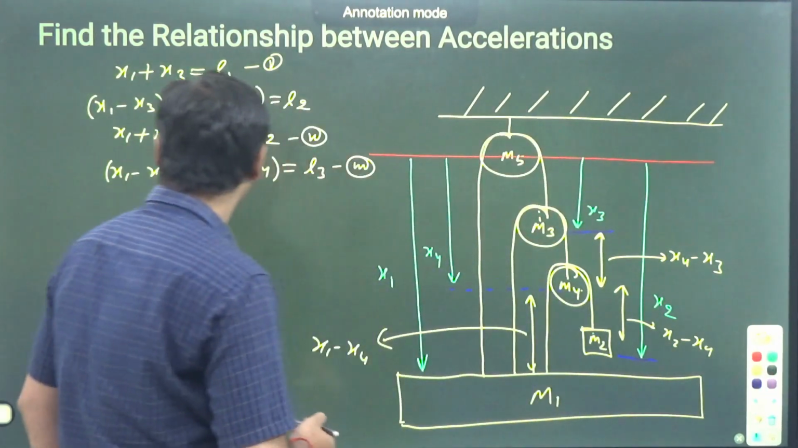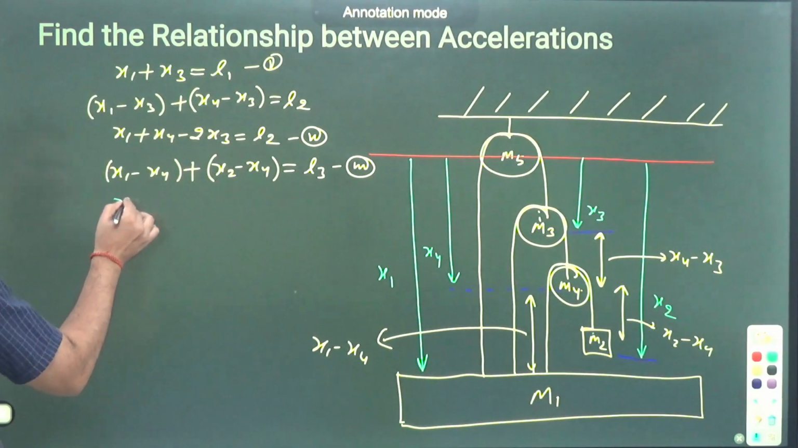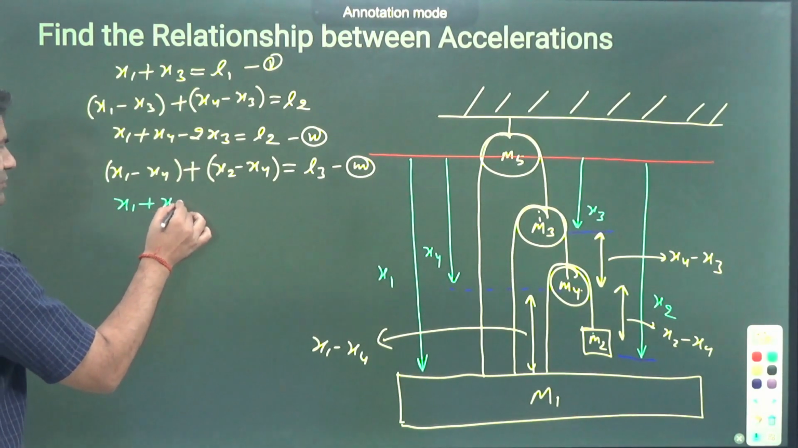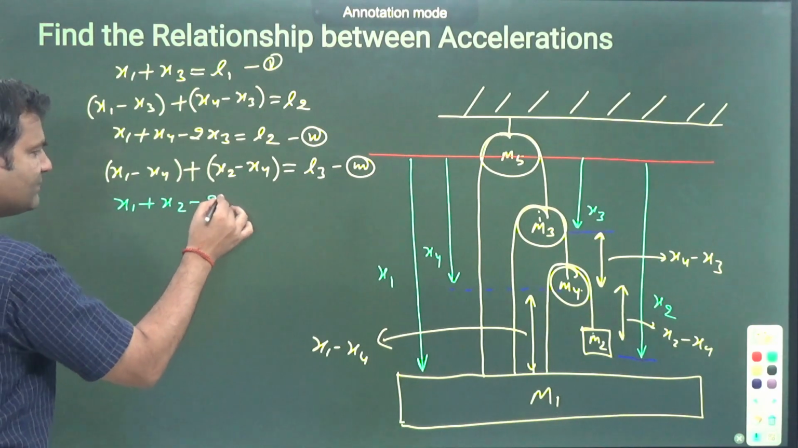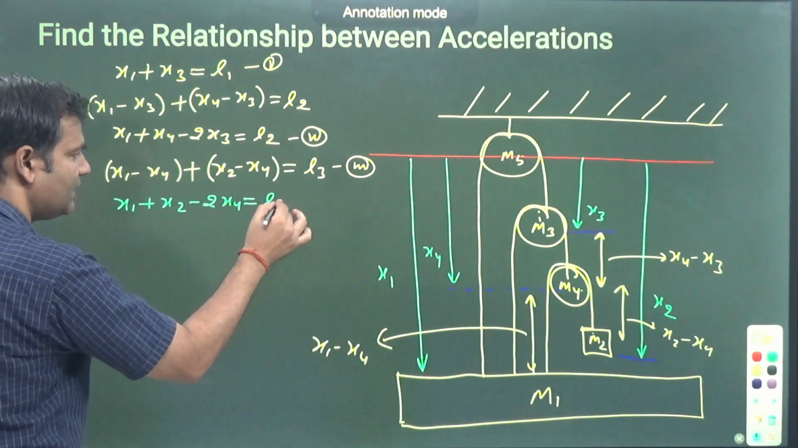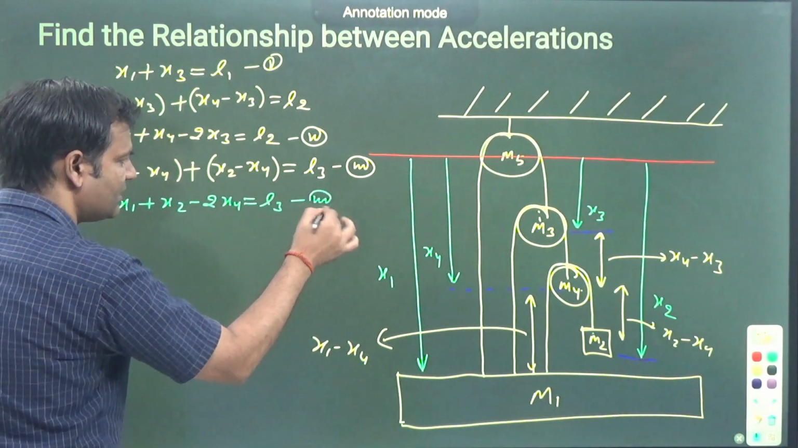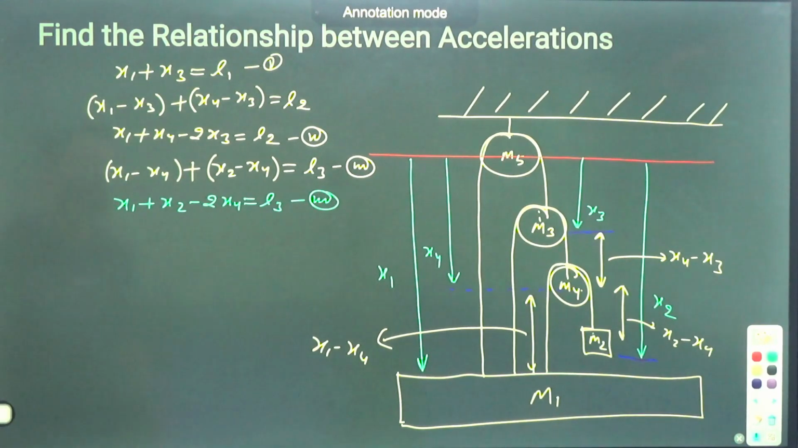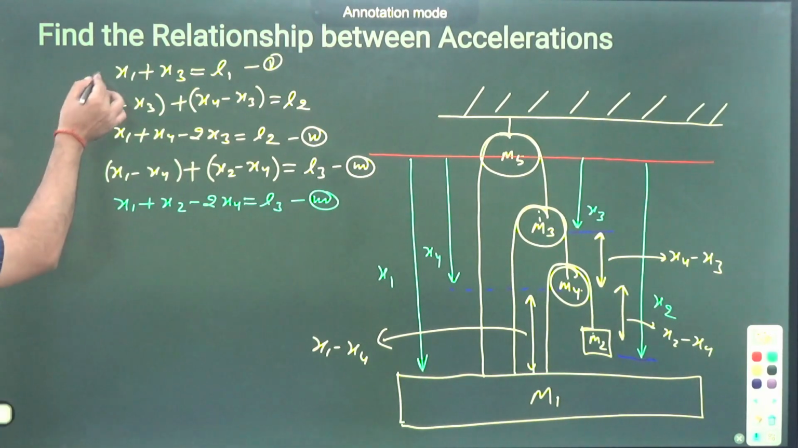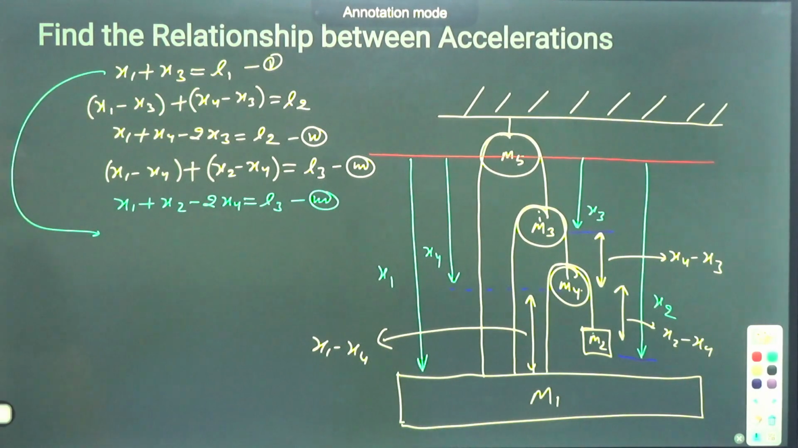Now, after that, you can write x1 plus x2 minus 2 times x4, and this will be equal to L3. That is equation number 3 or 4, whatever. Okay. This equation can also be written in terms of acceleration or speed.